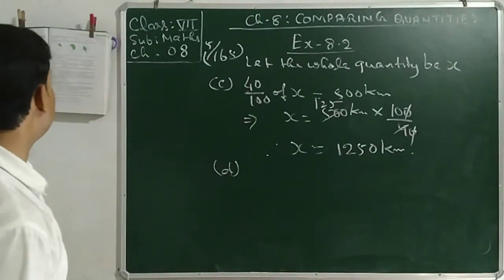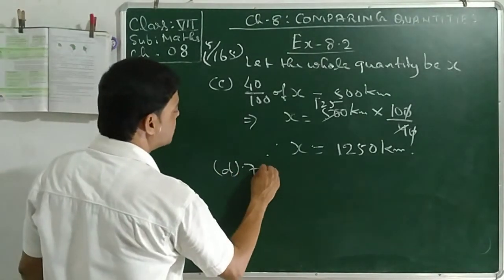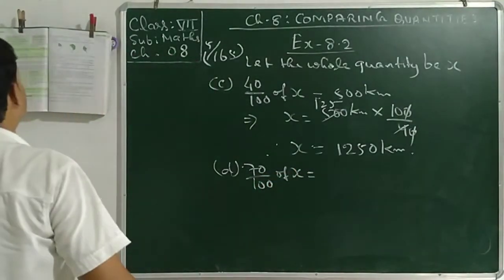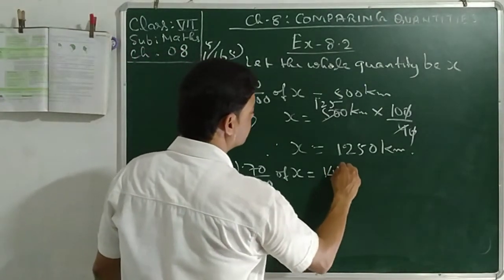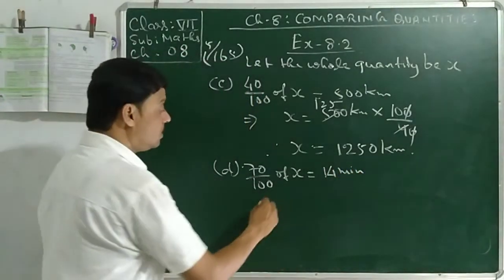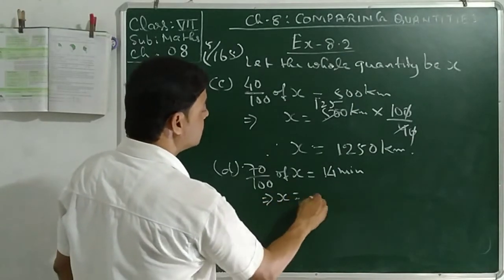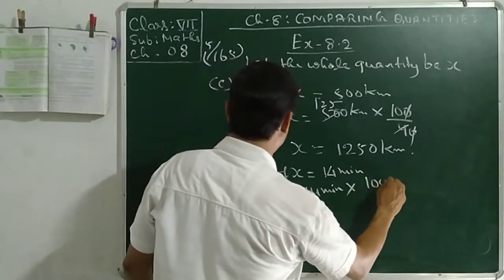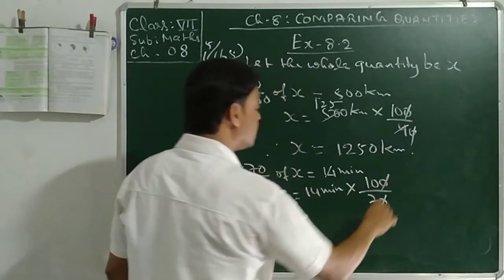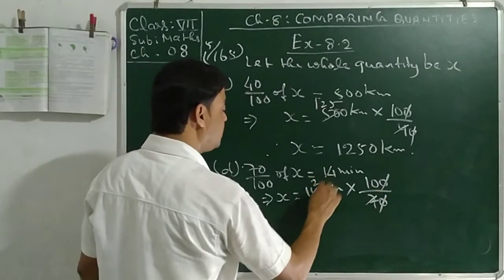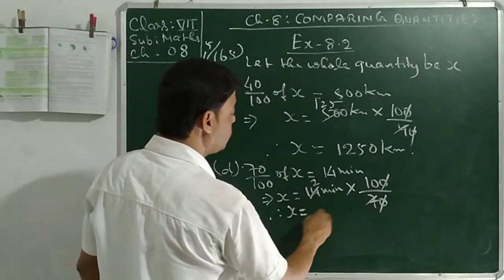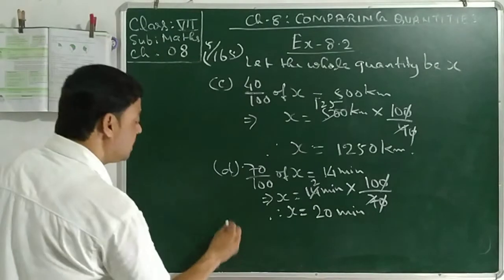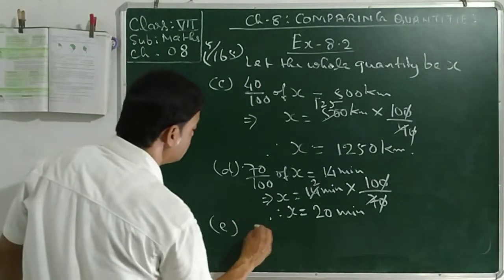In the D, 70% of x is given. So 70 by 100 of x equals 14 minutes. So x will be 14 minutes into 100 by 70, and 7 2s are 14, so you will get x equals 10 into 2, that is 20 minutes. Similarly, E number is also there.